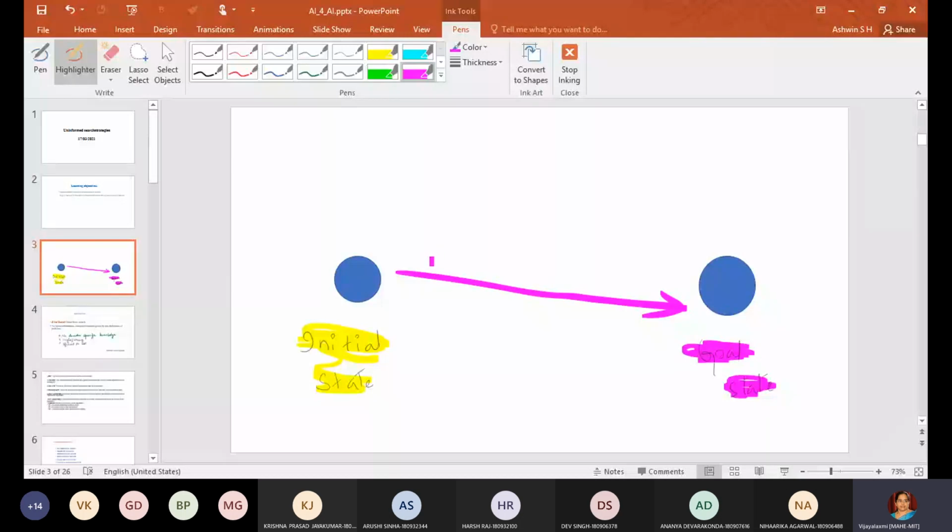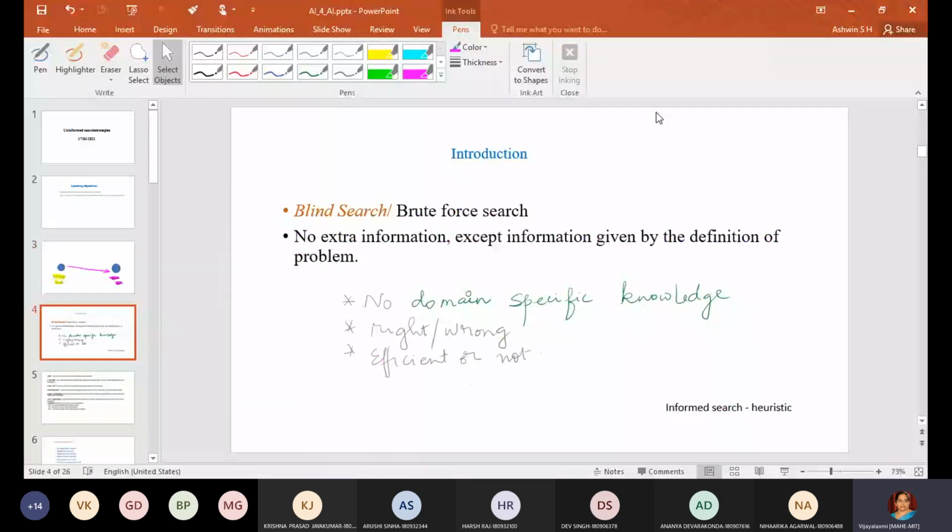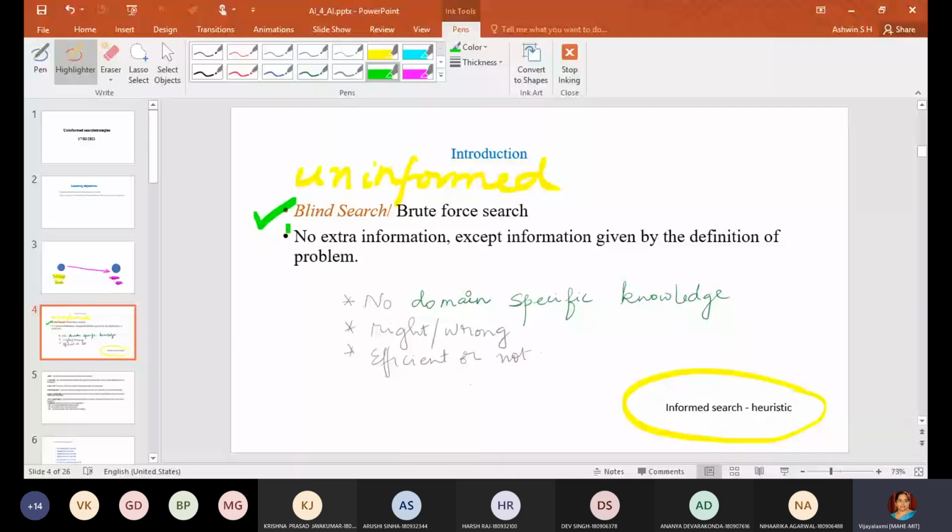Under that category, we have two techniques. One is uninformed search, which is whatever we are going to discuss today. And the other one is informed search. Today we are going to discuss uninformed search. We call it blind search or brute force search.